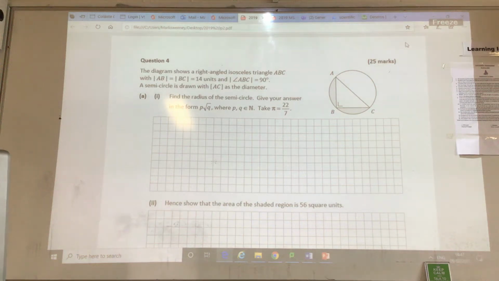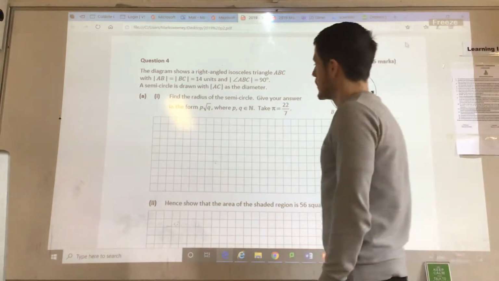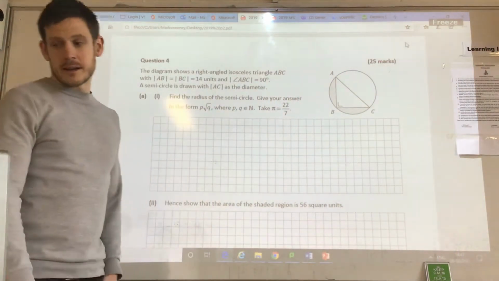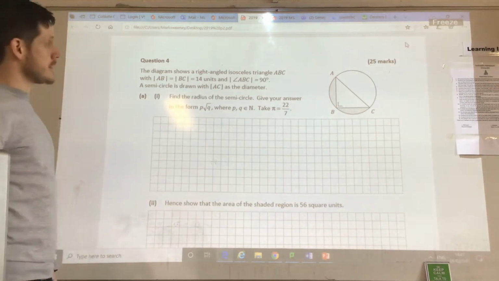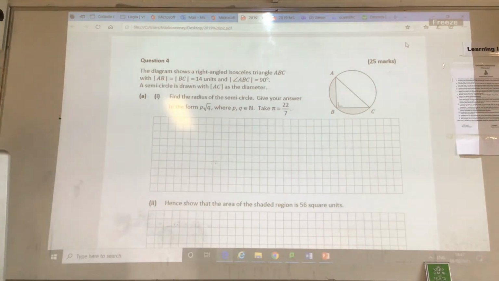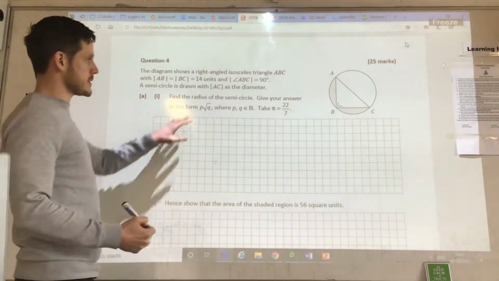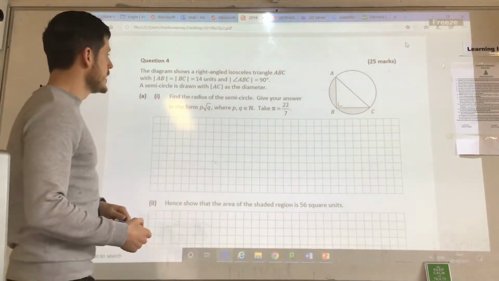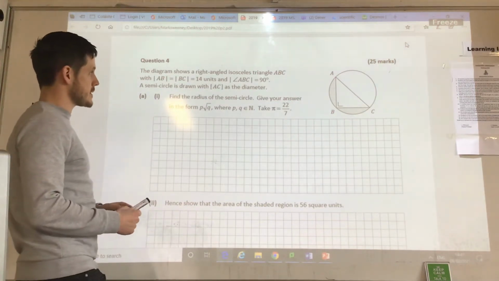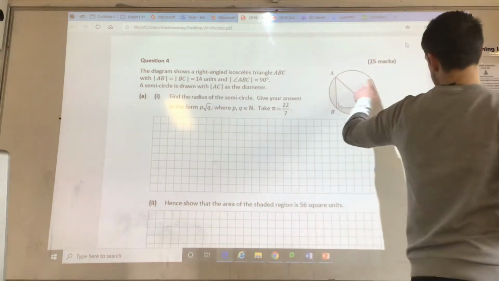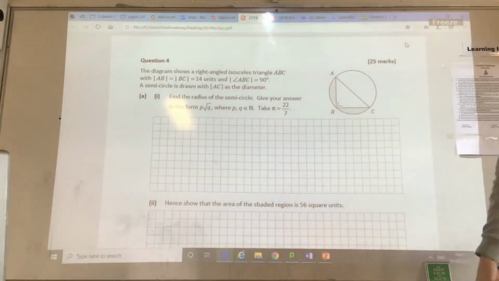Hey guys, so I'm going to have a look at the 2019 mock paper, question number 4, which is a trigonometry question and a circle question mixed in with it. So, again, a very wordy question. I'm not too worried about all this, I'm just going to take the important information of what we're looking for here. So it asks us to find the radius of the semicircle. It gives us a little bit of information. We've got this triangle here, and it's enclosed by this circle here.